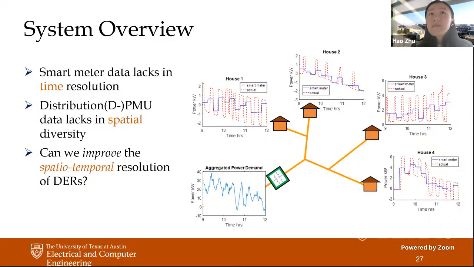The other type of measurement utilities have is what we call feeder level or grid level measurements, so it's only at a few locations. This is what they call the distribution PMU, which can also provide fast sample data. However, because they're really costly, there are just very few of them for a feeder system. So here come two types of data with different spatial and temporal diversity.